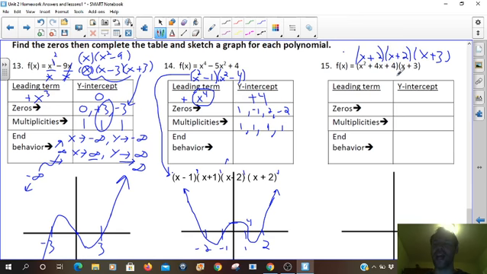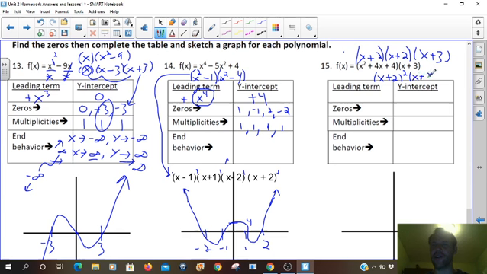So that means we're actually going to have how many x plus 2's? How many are we going to have? Well, there's 2 of them. So that means we're going to have a multiplicity of 2, right? So it's going to be x plus 2 all squared times x plus 3.